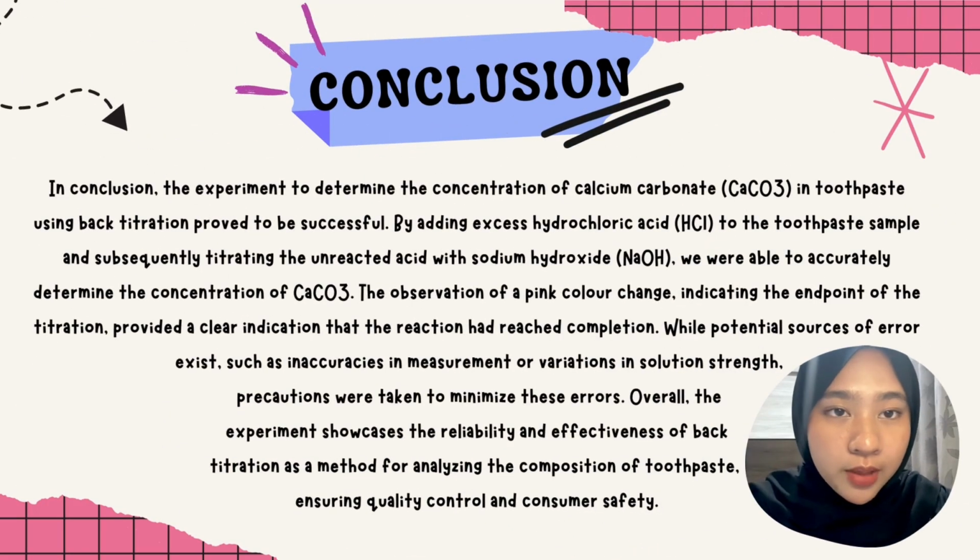In conclusion, the experiment to determine the concentration of calcium carbonate in toothpaste using back titration proved to be successful. By adding excess hydrochloric acid to the toothpaste sample and subsequently titrating the unreacted acid with sodium hydroxide, they were able to accurately determine the concentration of CaCO3. The observation of a pink color change, indicating the endpoint of the titration, provided a clear indication that the reaction has reached completion. While potential sources of error exist, such as inaccuracies in measurements or variations in solution strength, precautions were taken to minimize this error.